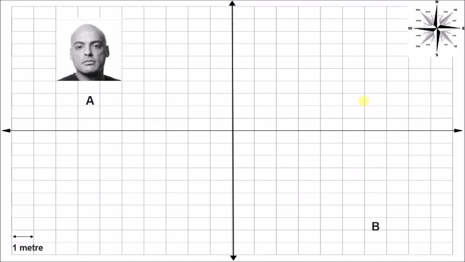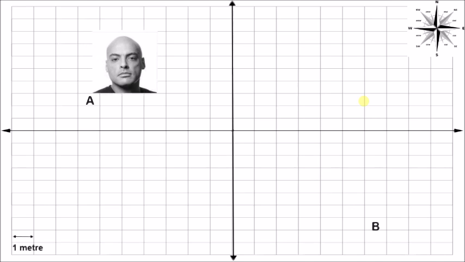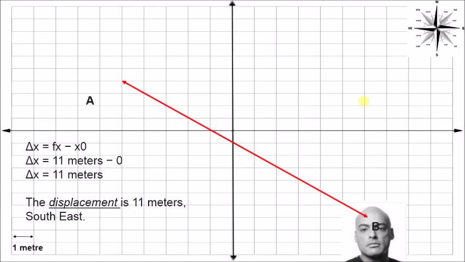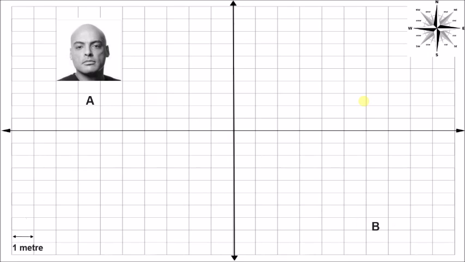Another example here. Imagine that I have to move to point A again, but that's the path I take. I think you know what I'm going to say here right now. The displacement is the same. The path is different, but the displacement remains 11 meters southeast. Now the last example for the video. Let's see where I am going.